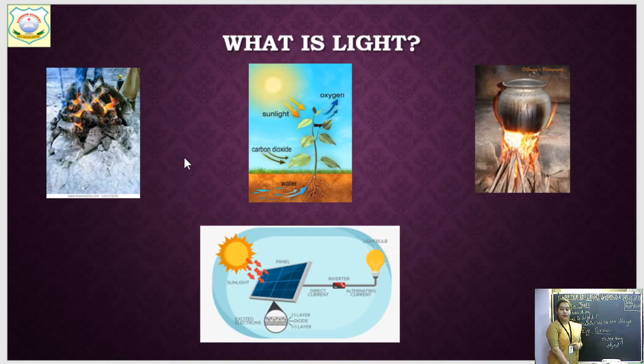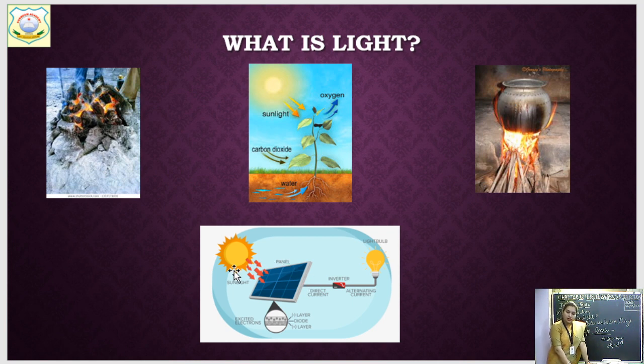So what is light? In winters what happens? At home, we burn wood or coal and we warm our hands. So we feel heat, and our cold hands become warm, isn't it? Similarly, while cooking food also, at times wood is burnt and light is emitted, and this helps us in cooking the food.